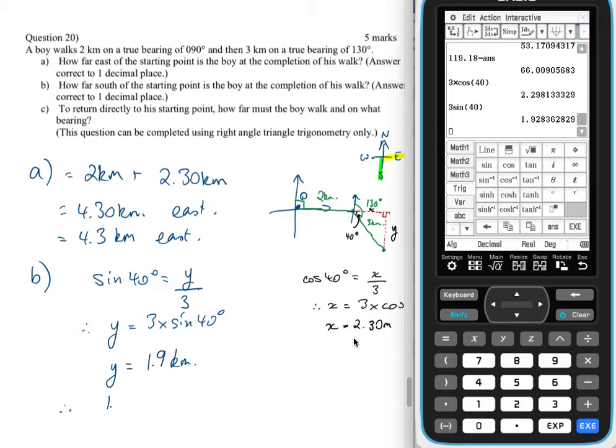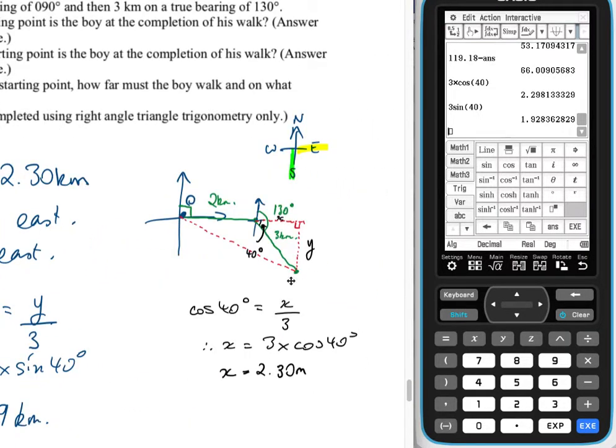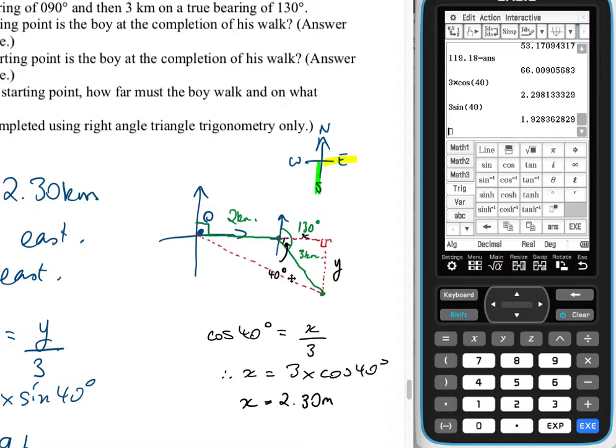Now, to return directly to his starting point, how far must the boy walk and on what bearing? Okay, so this one is a little trickier. What we need to do is figure out what bearing this will be here. Now we've got that there, and I've drawn a dashed line directly connecting that. One thing you might note is that we've made this triangle here, and let me zoom in again. So what we want to establish now is, if we have that there, what is that bearing there? And call that, I guess, theta.